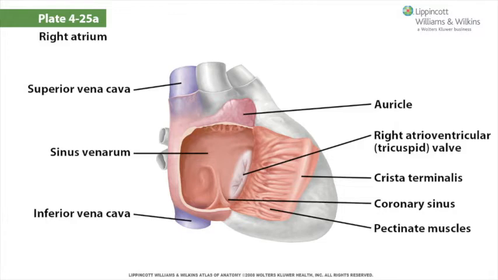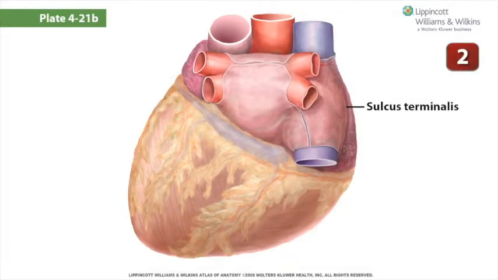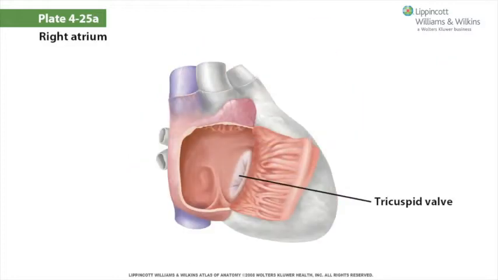Pectinate is Latin for comb-like. The crista terminalis resembles the backbone of a comb, with the pectinate muscles extending from it like the teeth of a comb. There is a subtle indentation on the external surface of the right atrium over the crista terminalis called the sulcus terminalis. In the interatrial septum, the wall dividing the right and left atria, there is an indentation called the fossa ovalis, which is a remnant of a fetal structure, the foramen ovale.